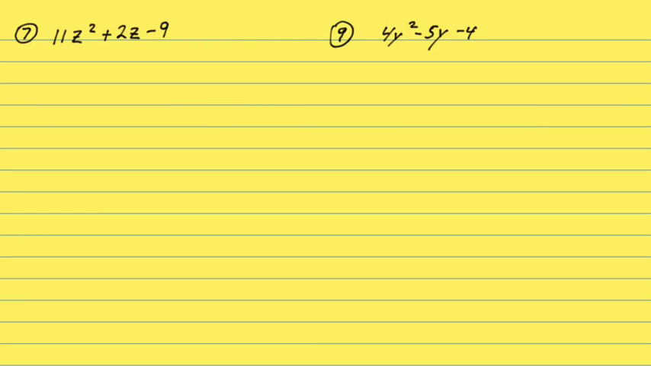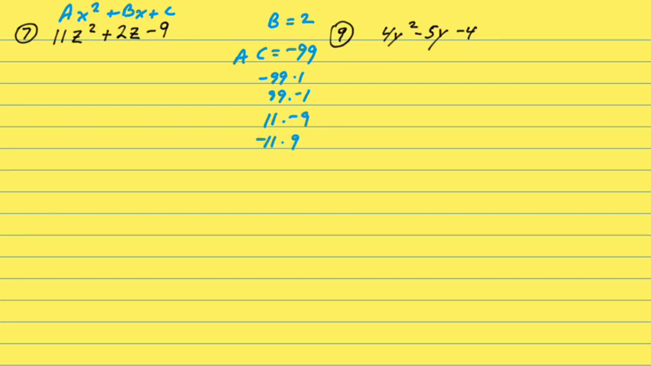For number 11, I have a, b, and c. What is a times c? 11 times negative 9 is negative 99. What is b? b is 2. So how can I get negative 99? Negative 99 times 1, 99 times negative 1. I do notice that 11 times negative 9 and negative 11 times 9. Do any of these add to equal 2? 11 minus 9 is 2.